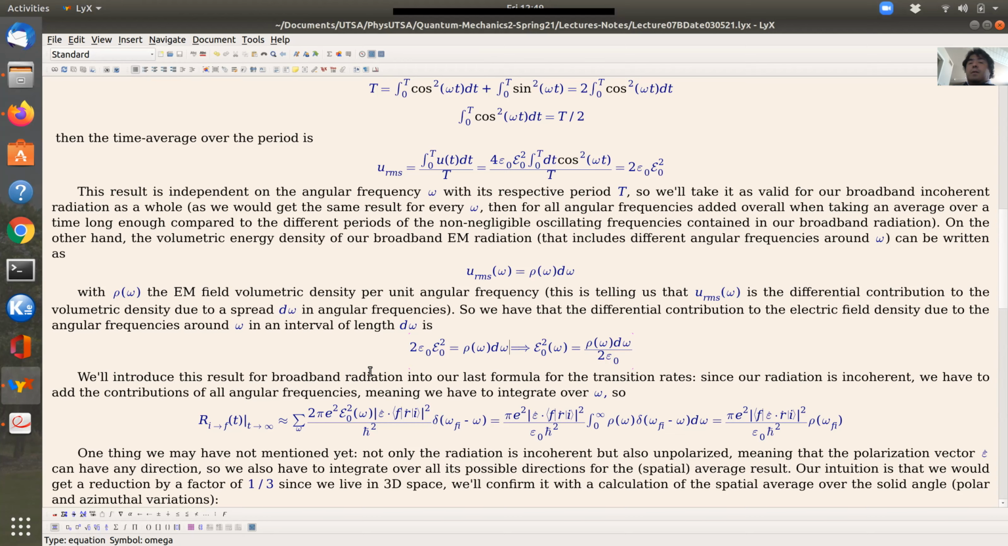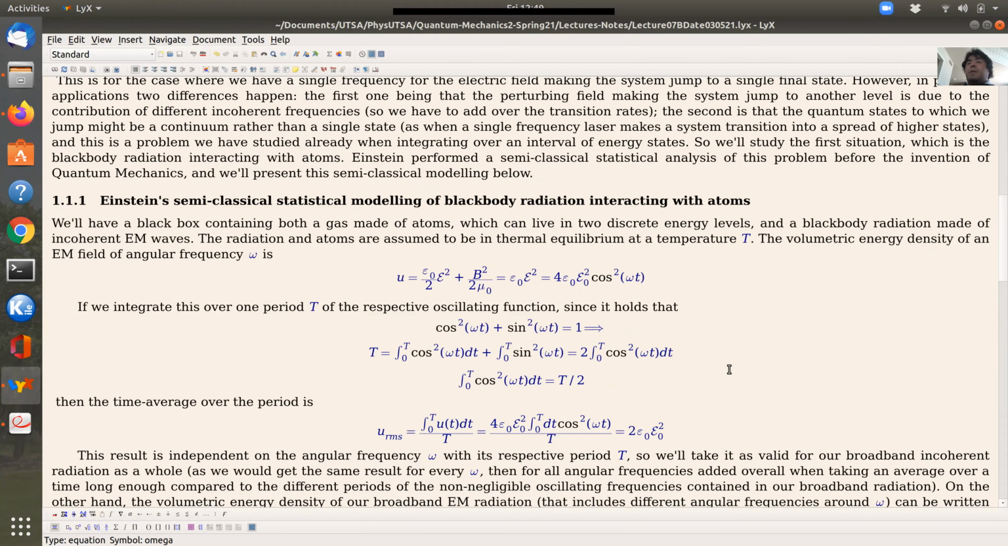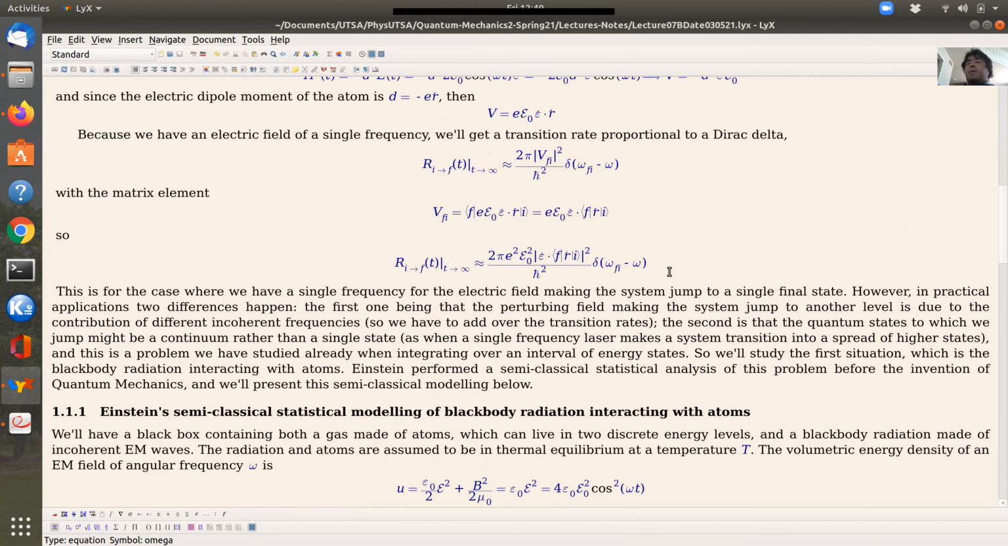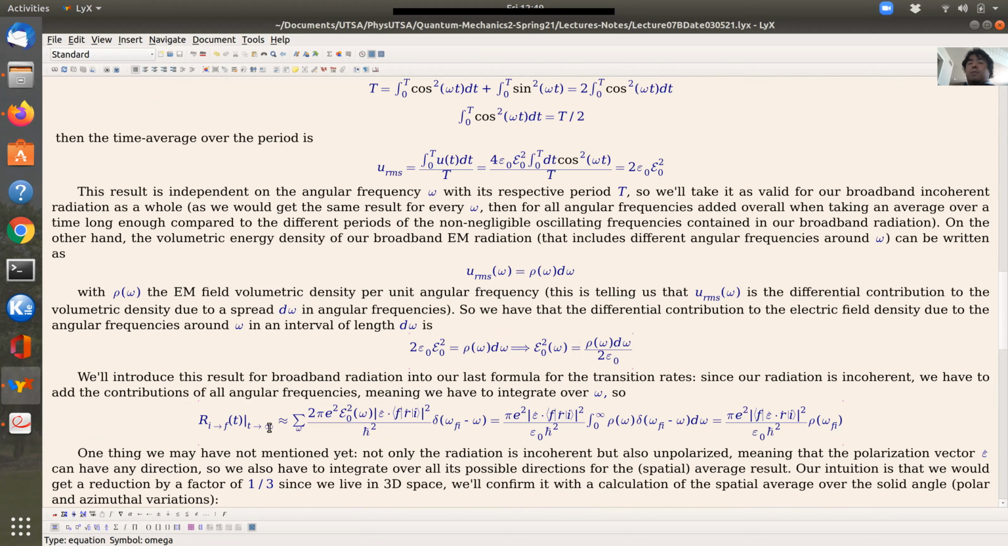And so we have this so-called broadband radiation, and we will use this result in the previous formula. If you go up to this point, we had used a single frequency. Now we need to consider that we are adding contributions of different frequencies. So we could add them, or take an integral, which is what properly we need to do. So if we go to this formula, we have the sum over frequencies of this formula. I mean, this is very hand wavy.